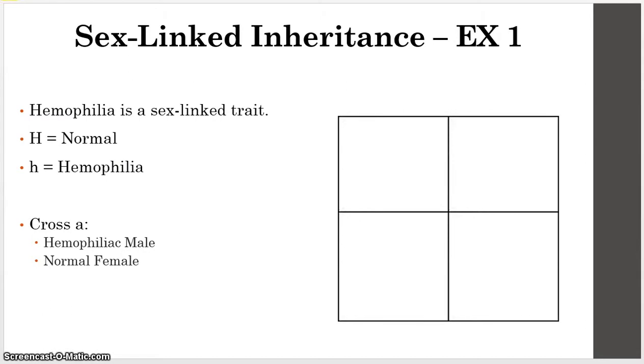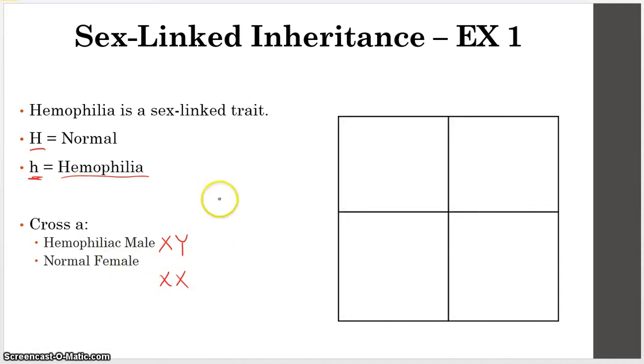Hemophilia is a typical disease that's associated with being sex-linked. The normal allele is capital H, and then the recessive allele, little h, stands for hemophilia. If you have 2 recessive alleles, if you're a girl, for hemophilia, then you'll have it. If you're a male, you only have to have 1. Okay, but let's see how that works together. So we're going to cross a hemophiliac male, and remember males are XY, with a normal female, which is XX.